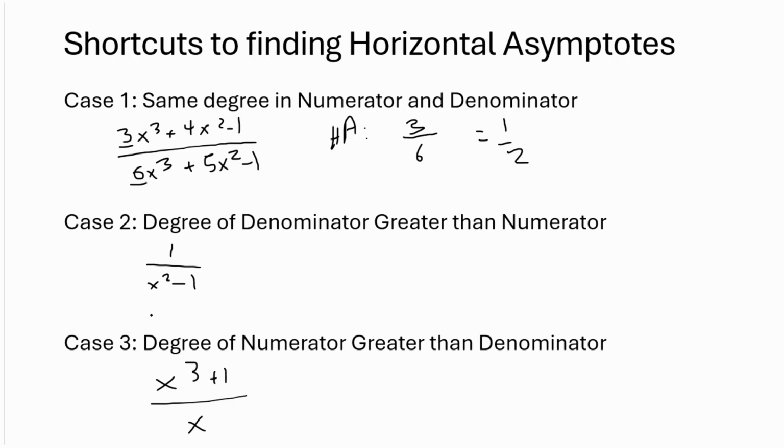When the degree of the denominator is greater, now you look at your k value. Okay, so in this case, it's going to be 0 always. Now when the degree of the numerator is greater than the denominator, then there's no horizontal asymptote. Okay.